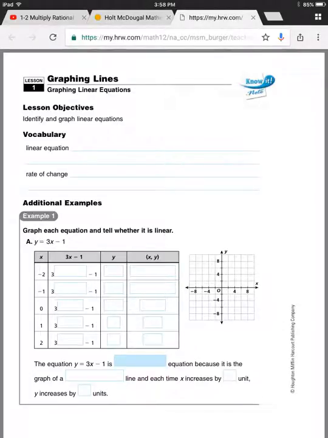Today we are learning how to identify and graph linear equations. A linear equation is an equation whose solutions fall on a line on the coordinate plane. A linear equation is a straight line.